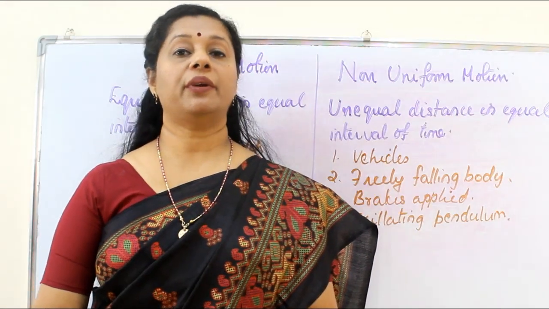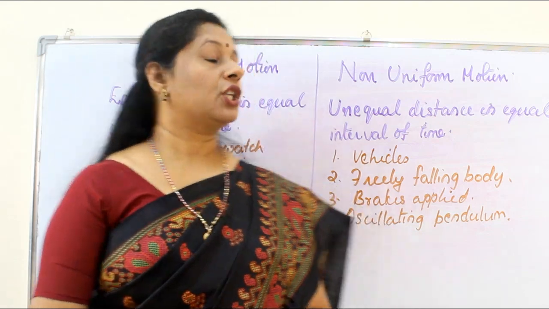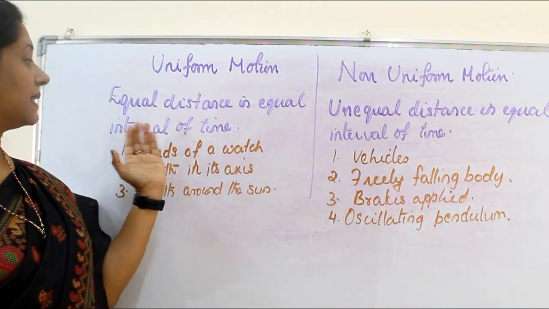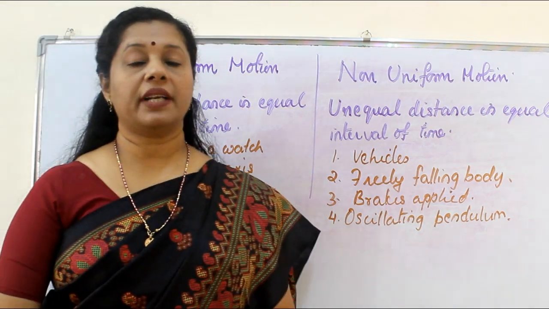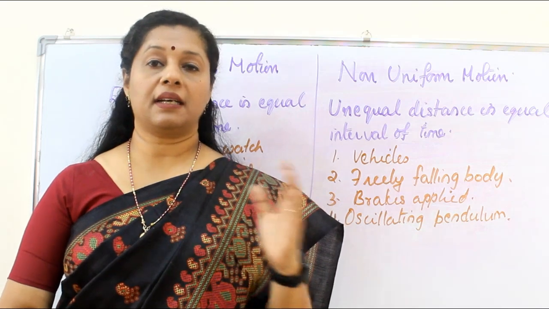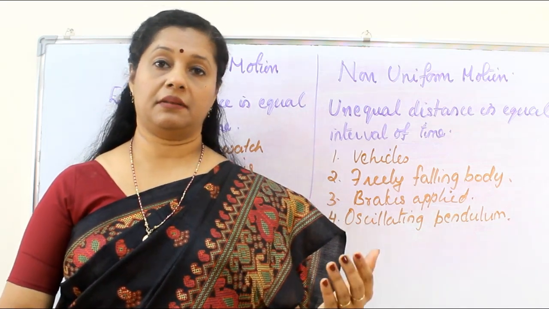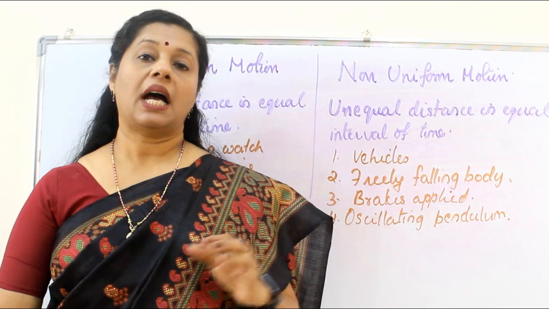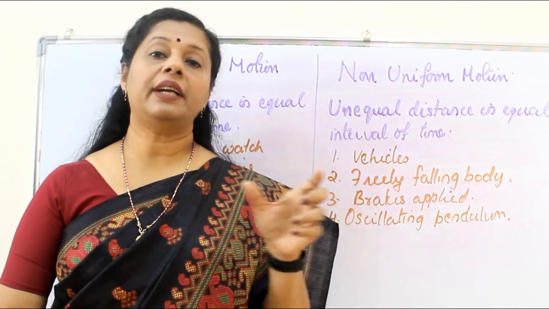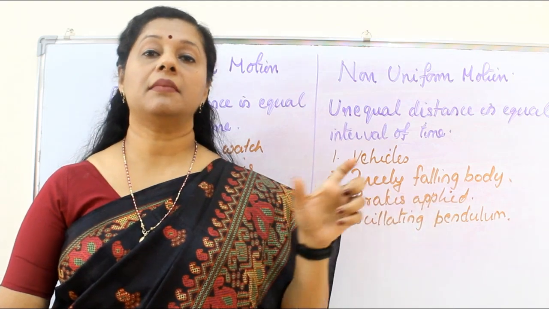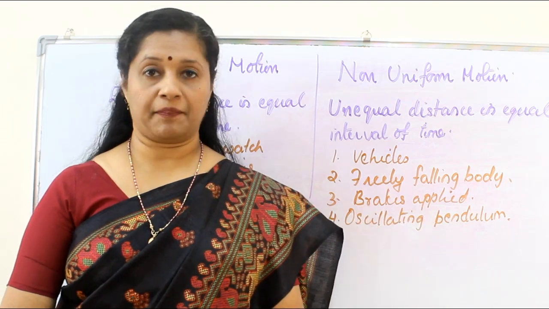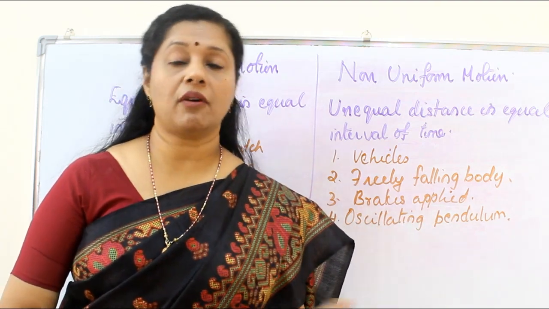Let's now talk about uniform motion and non-uniform motion. Uniform motion means a moving body is traveling equal distances in equal intervals of time. For example, imagine a car moving at a constant speed. In the first 10 minutes it covered a particular distance, maybe 30 kilometers. Another 10 minutes, again another 30 kilometers. Another 10 minutes, again another 30 kilometers. So every time it is traveling at the same speed, or equal distance is covered in equal intervals of time. Then we call it uniform motion.